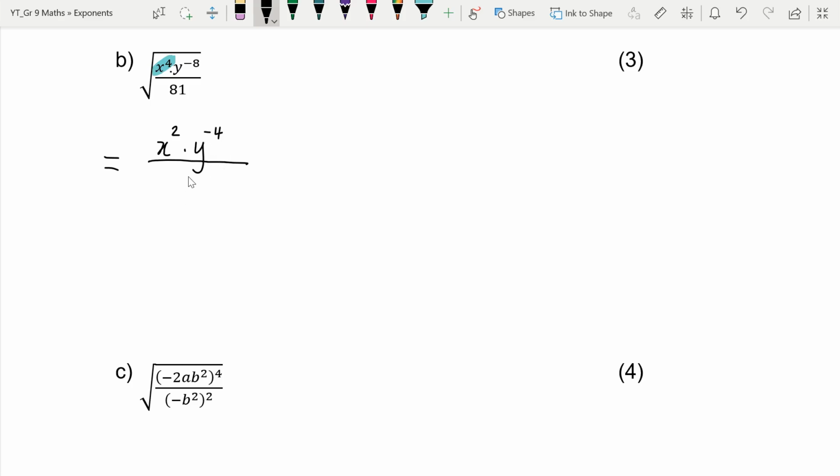And then the square root of 81 is 9. Our final answer there would be x squared over 9. And I'm making that exponent positive, moving it down. There's our final answer. How could we also have looked at this?